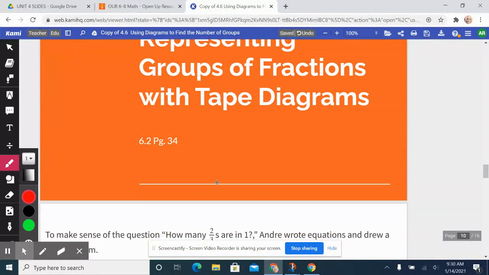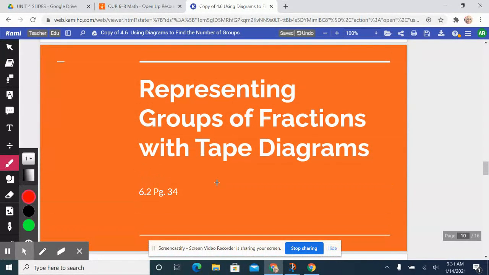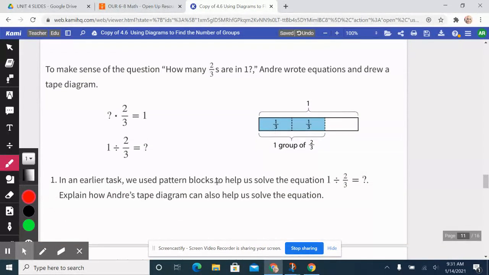So you are on page 34 now in your book. To make sense of the question, how many 2/3 are in 1, Andre wrote equations and drew a tape diagram. So here's the equations here. That's your multiplication. That's your division. It says in an earlier task, we used pattern blocks to help us solve. This is what I just went over before I started. Explain how the tape diagram helps us solve.